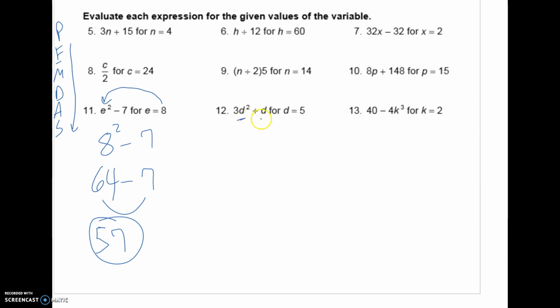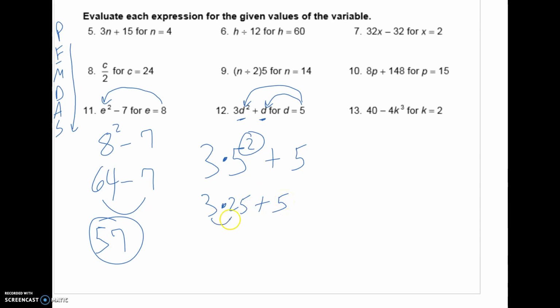Okay, notice we have two D's in here, so you just plug 5 in for both of them. Okay, 3 times 5 squared, make sure you keep your exponent up there. Okay, plus 5. Remember order of operations. Exponents come before multiplication, so we got to worry about that first. So 5 squared, same thing as 5 times 5, which is 25. So 3 times 25 plus 5. Multiplication before addition. 3 times 25 is 75 plus 5. And finally, our final answer is 80.